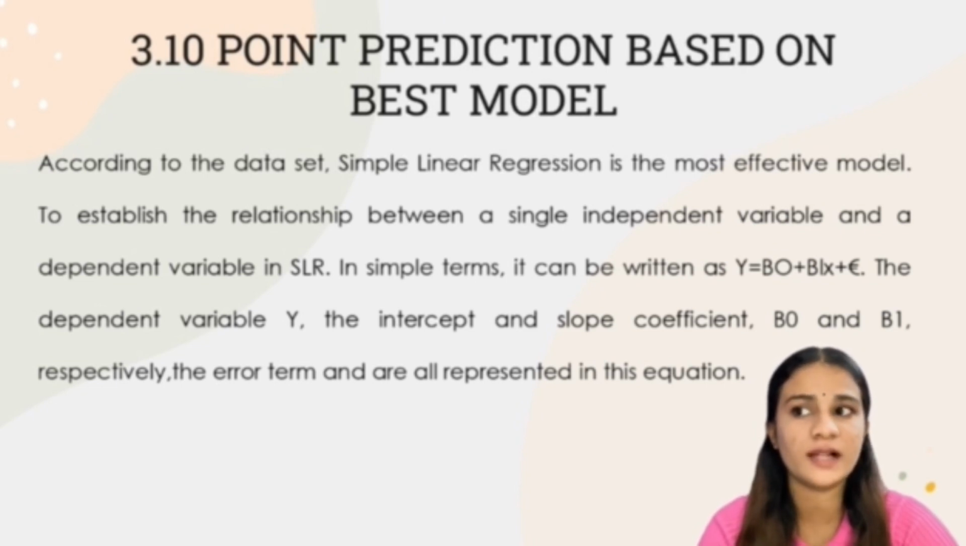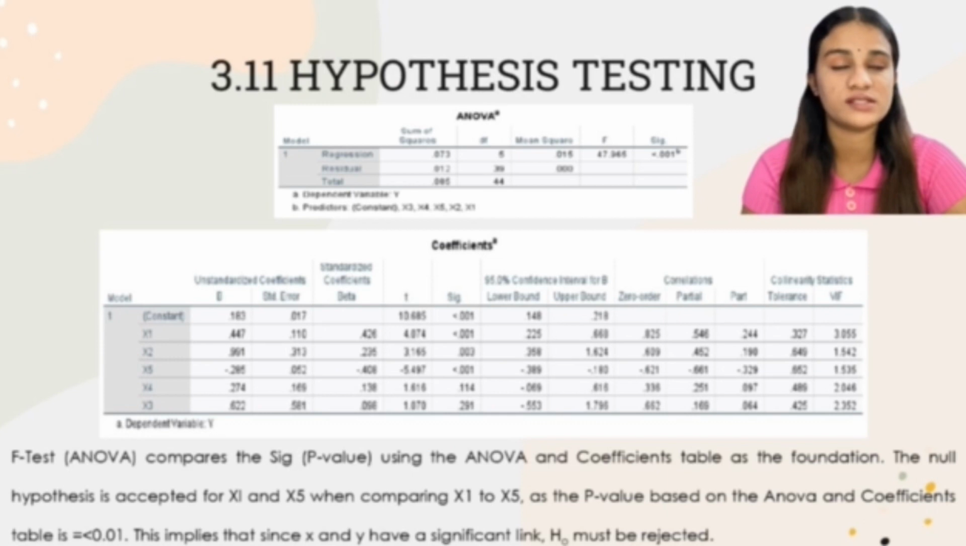It is because it helps to establish the relationship between a single independent variable and a dependent variable in SLR. In simple terms, it can be written as y equals B0 plus B1x plus E. The dependent variable y, the intercept and slope coefficients B0 and B1 respectively, and the error term are all represented in this equation. Last one is hypothesis testing.